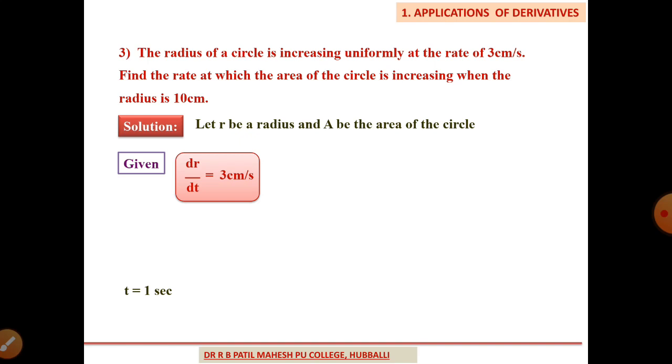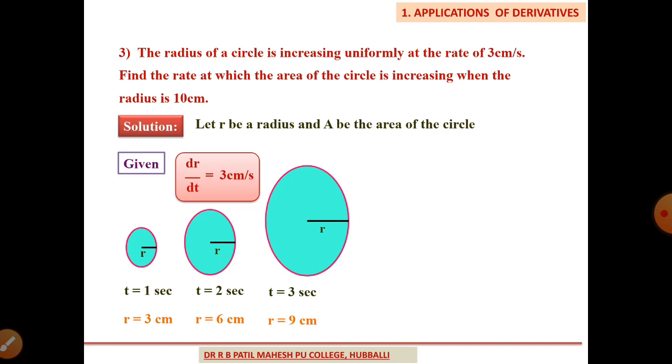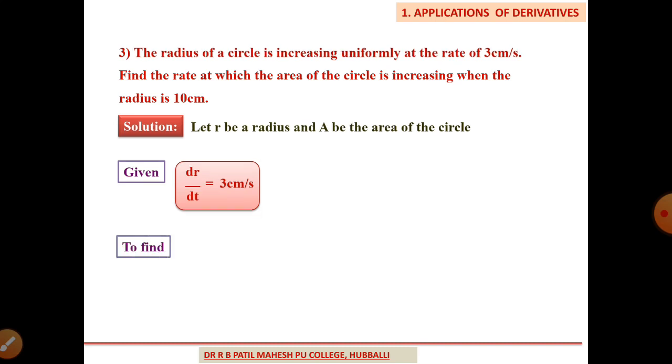Next, what is the meaning of this? Increasing uniformly at the rate of 3 centimeter per second means, for example, when t equal to 1 second, the radius will be 3 centimeter. When t equal to 2 seconds, the radius is 6 centimeter. Similarly, when t equal to 3 seconds, you will get r equal to 9 centimeter. So this is a uniform change in the radius of the circle. Now, by using this, you have to find dA by dt, the change in the area of the circle with respect to time t when r equal to 10 centimeter.